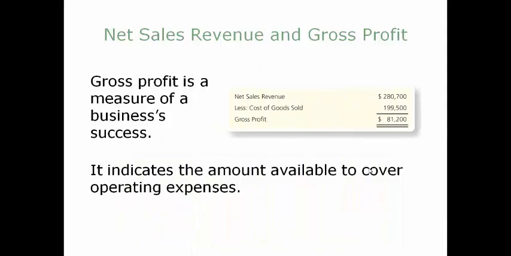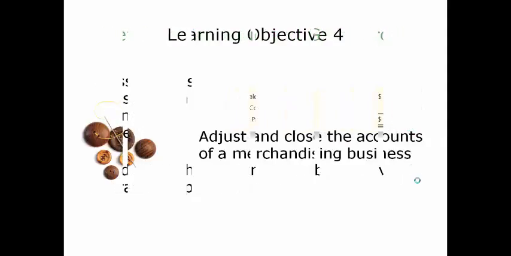And then we had cost of goods sold of 199,500. So the gross profit is 81,200. Now we'll look at gross profit percentages a little later, but gross profit percentage is going to take the 81.2 divided by the 290 that you saw on the top.